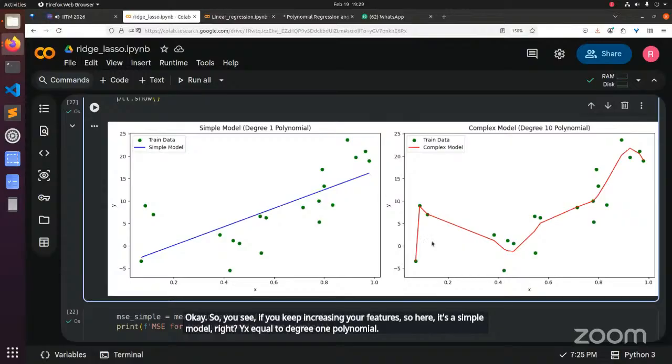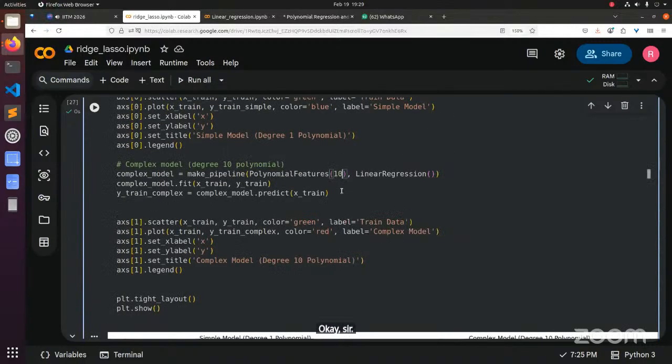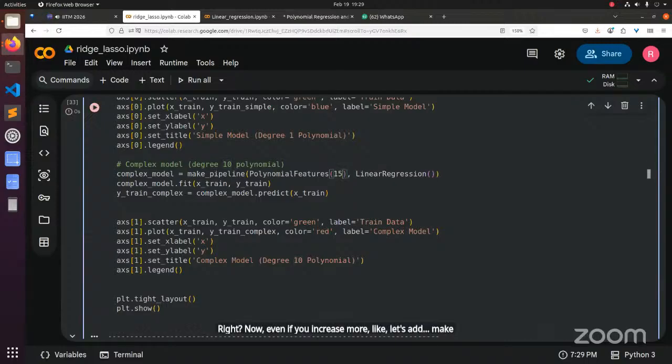If you increase the degree of the polynomial, it becomes a very complex model. So the complexity of the model has increased, right? Now, even if you increase more, let's make it a 15-degree polynomial.